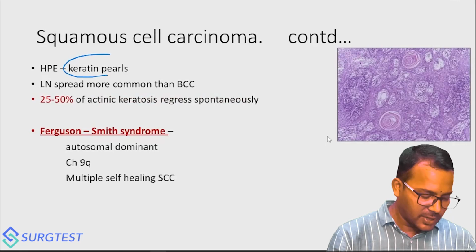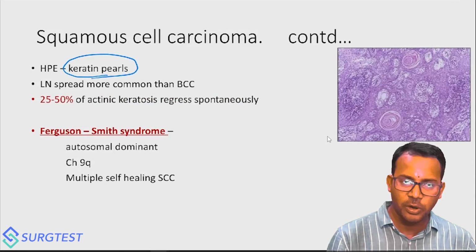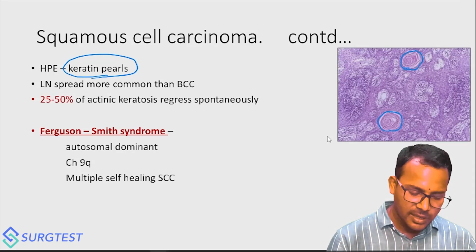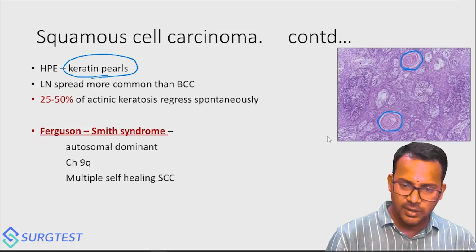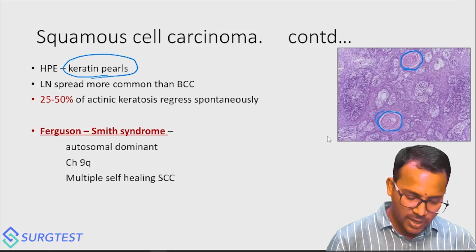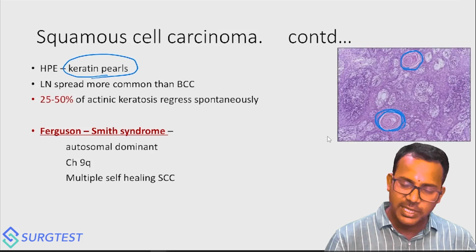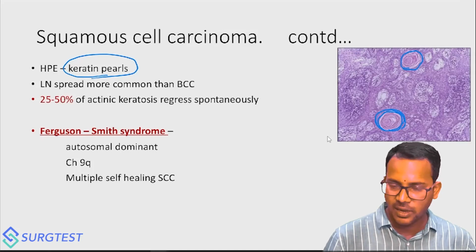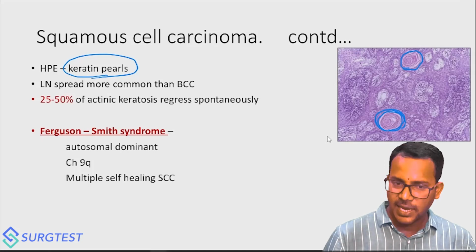Pathologically, keratin pearls are pathognomonic of squamous cell carcinoma. Here you can see these keratin pearls. These are nothing but keratin formed by the denuded squamous cells, layer by layer around a nidus, thereby forming a pearl-like structure. This can be seen under the microscope in a well differentiated or moderately differentiated squamous cell carcinoma; they will have these keratin pearls.